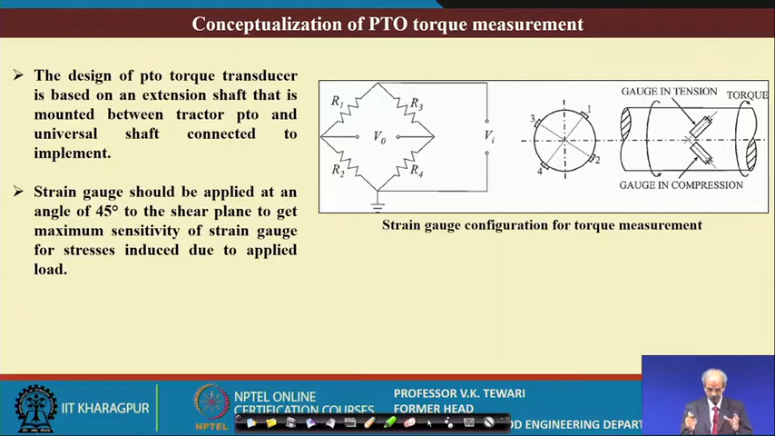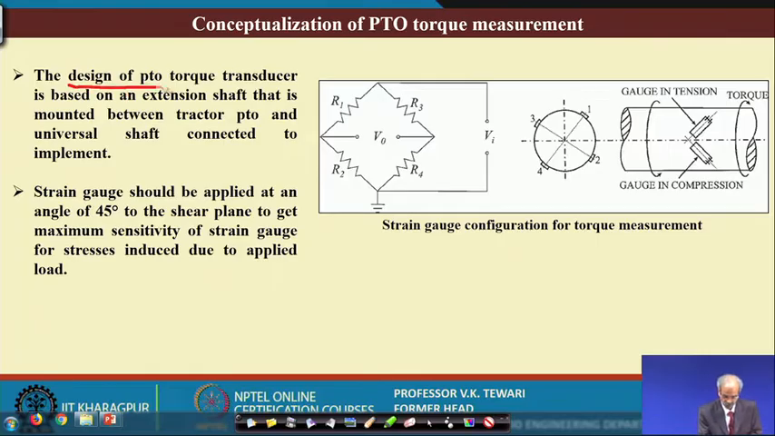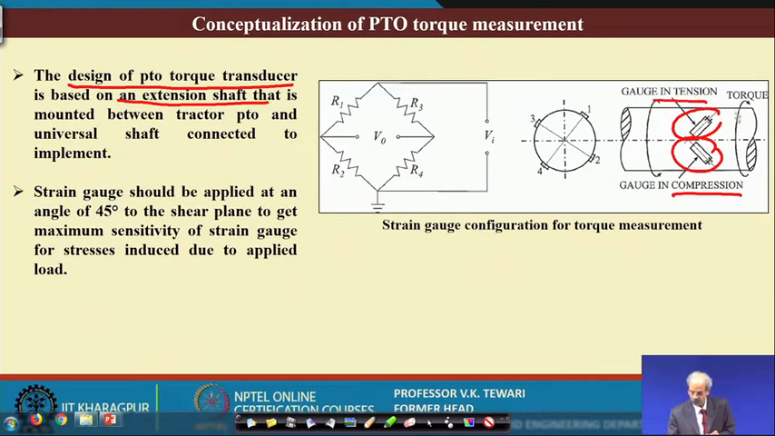Now, here the concept is similar to what you have seen for strain gauges, with the Wheatstone bridge and other details, and where the strain gauges are to be put. You can see that the strain gauges are to be put into the designed PTO torque transducer here. The extension shaft, as I told you, has to be made, and on the extension we have to put the gauges for tension and compression. You can see this is for compression, this is for tension over here, and of course, by measuring this we can get the torque.